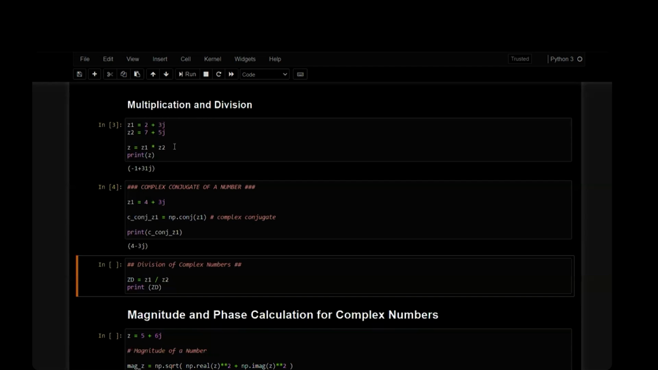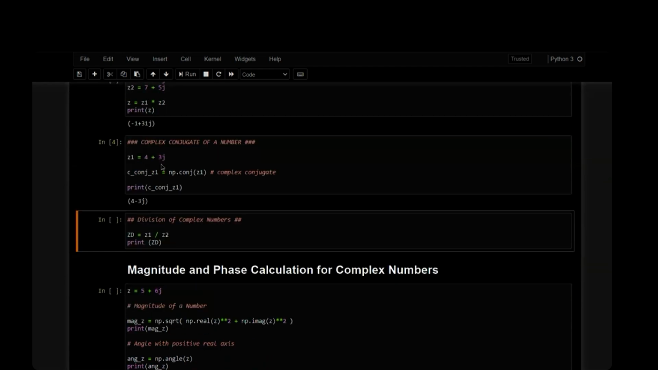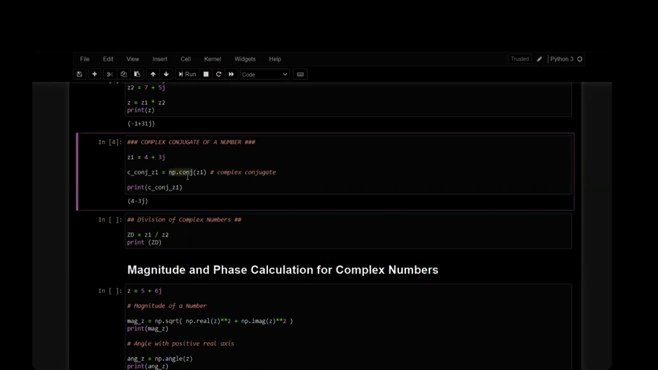Now, let us move on to multiplication and division. For multiplication, if we want to multiply 2 plus 3j with 7 plus 5j, we place a star or asterisk between these two complex numbers. Python will perform all the calculations for us. Running this cell will give minus 1 plus 31j. This is the same result obtained in theory, where we multiplied step by step to get minus 1 plus 31j. In Python, it is very simple, and we get the same answer quickly.